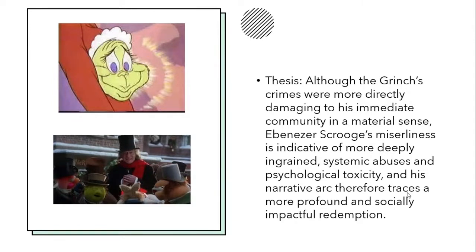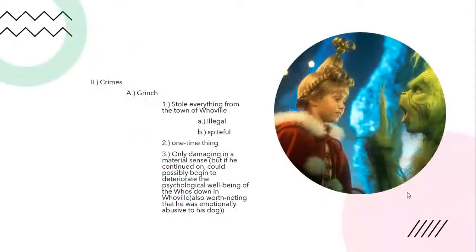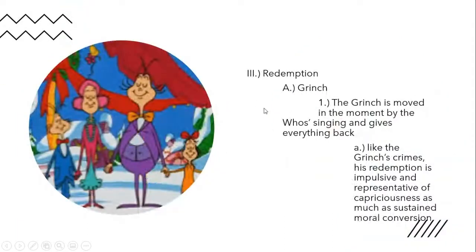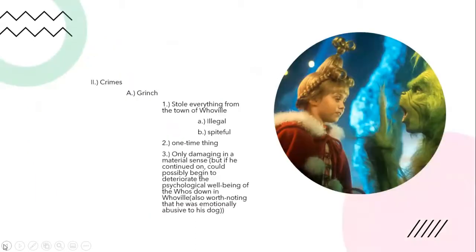So let's look at what that might look like if you were writing this paper with the point-by-point model of construction. So we'll say that you have 2 points, right? You have the crimes and the redemption. Those are your 2 points here for this paper. You could have a lot more.